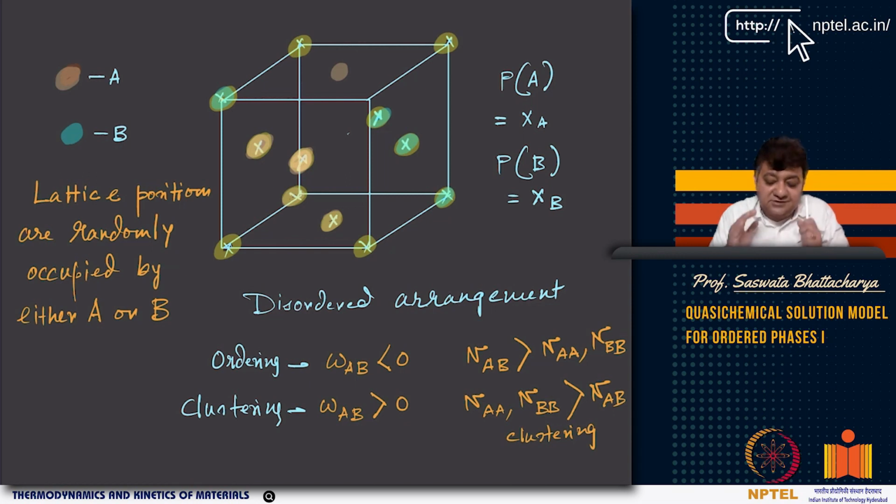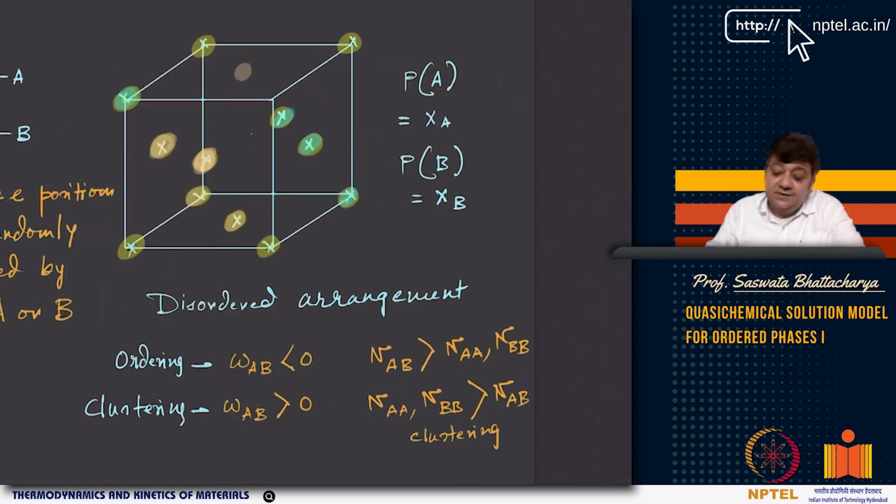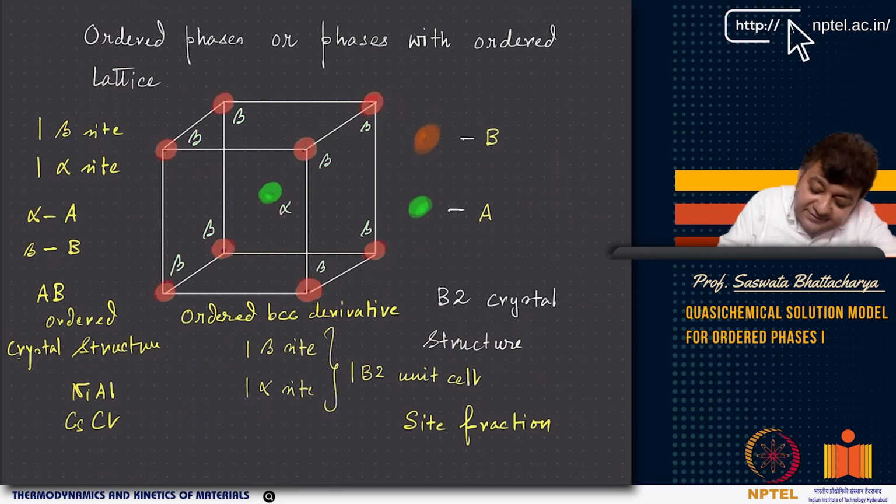please try to understand this, and this is very important, that ordering or clustering in a regular solution model does not entail an ordered lattice, right? It is not an ordered lattice that we are looking at when we are talking of ordering. Ordering simply means the number of unlike bonds like AB bonds is more than AA and BB bonds, right? Now we look at ordered phases, right?